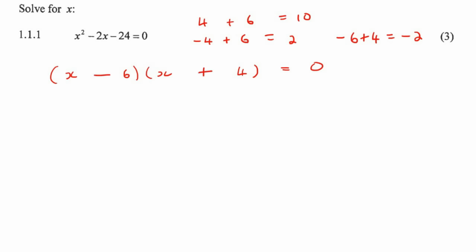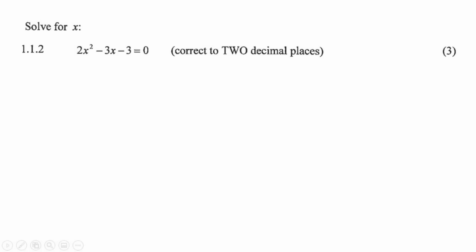Then in the last step you can say, therefore, x minus 6 must be equal to 0, or x plus 4 must be equal to 0, and then we can say, therefore, x is equal to 6, or x is equal to negative 4.